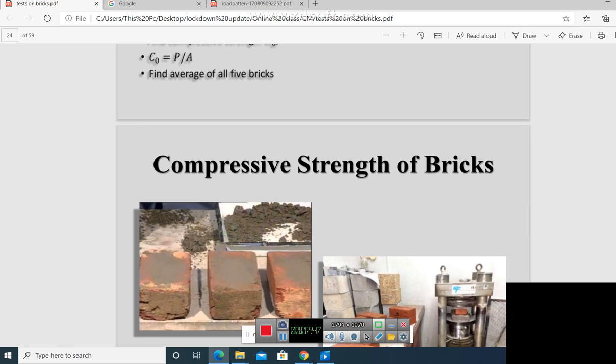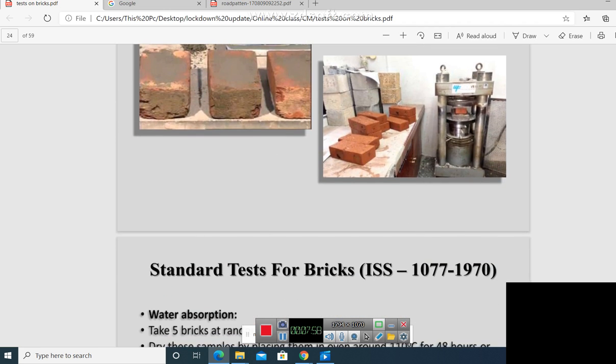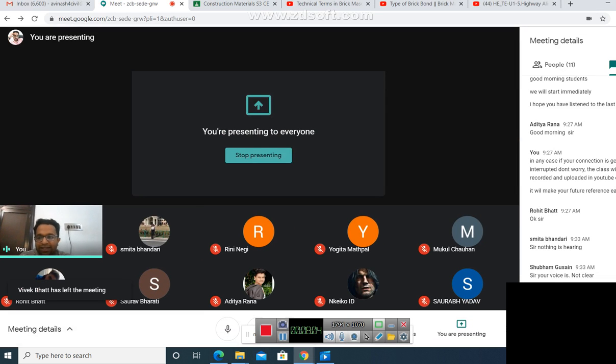After the compressive strength of one brick is determined, you repeat the process for 5 more bricks, and the average of all these values is taken. That will be reported as the compressive strength value of the brick. Okay, was that clear?